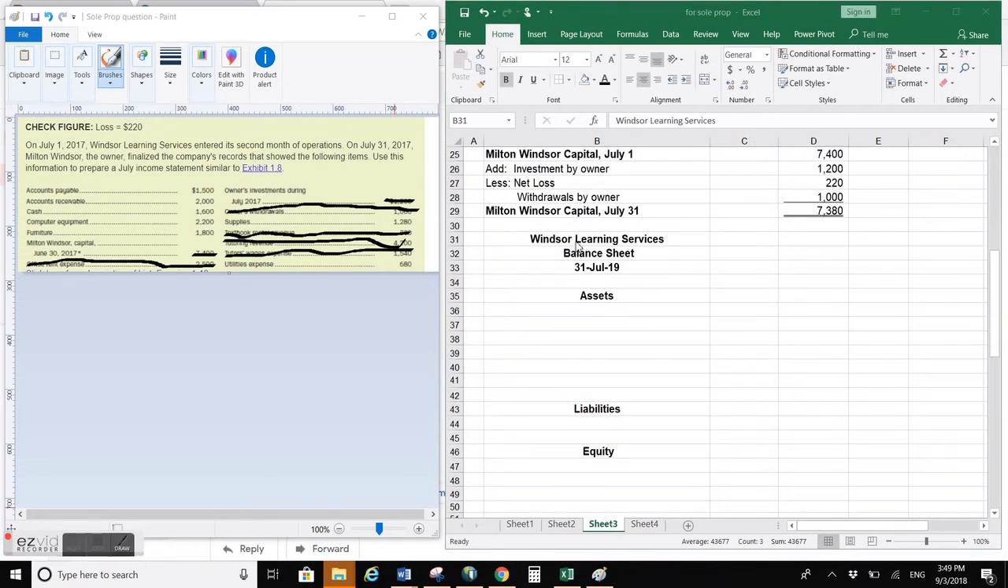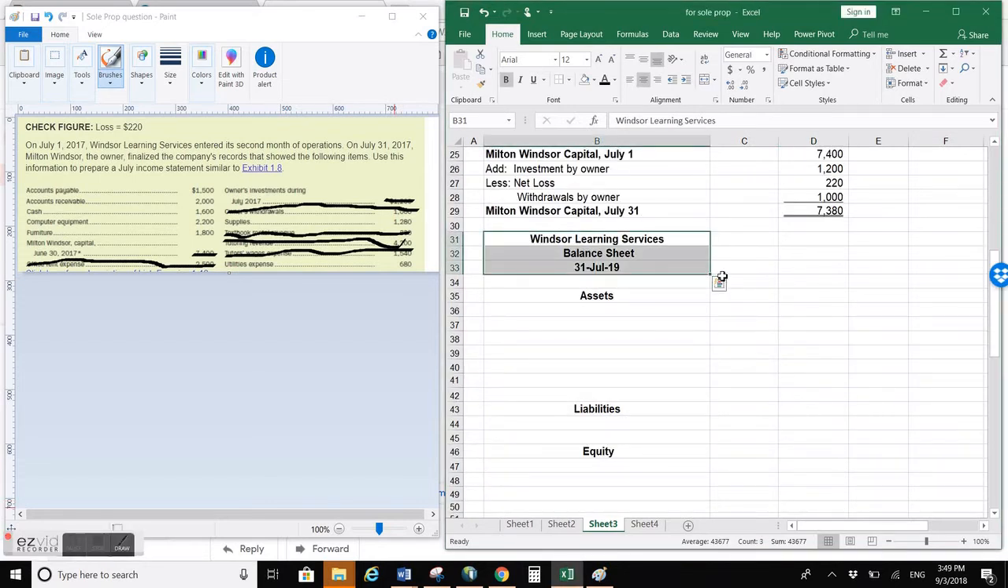The third statement we're going to look at is the balance sheet. And unlike the previous two statements, the balance sheet is simply for a point in time. And that point in time is the end of day at the end of the month, the previous two statements we're looking at. So in this case, it is July 31st, 2019.